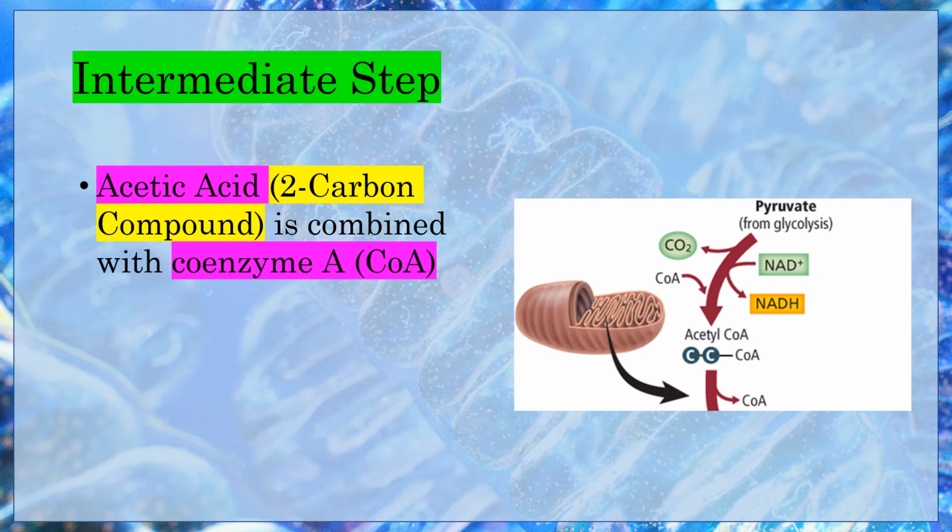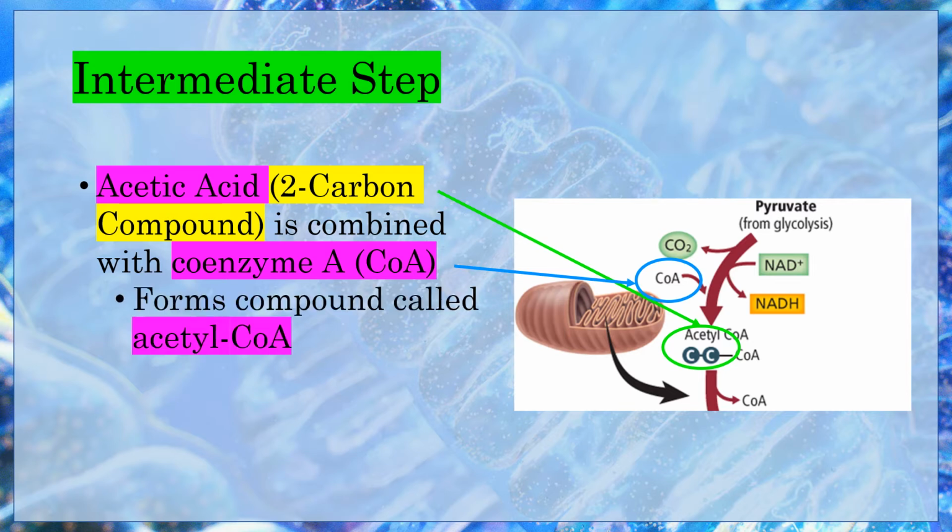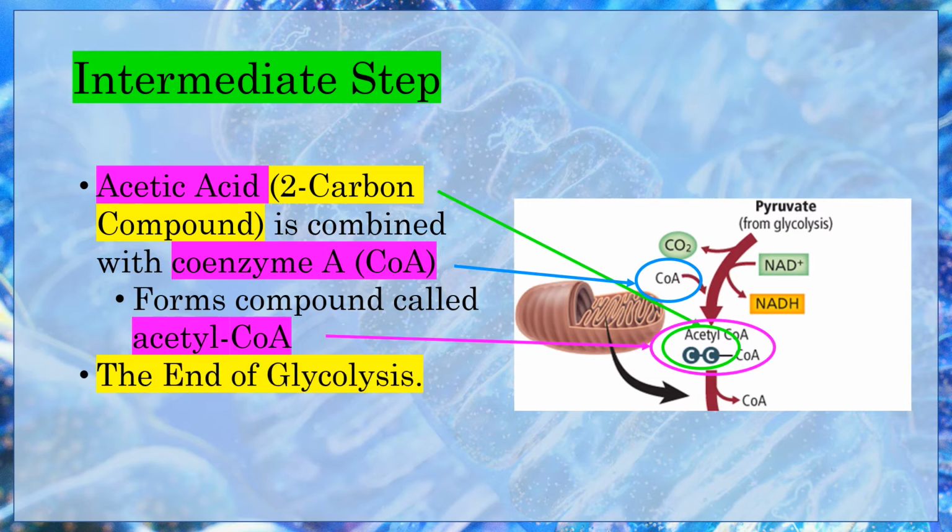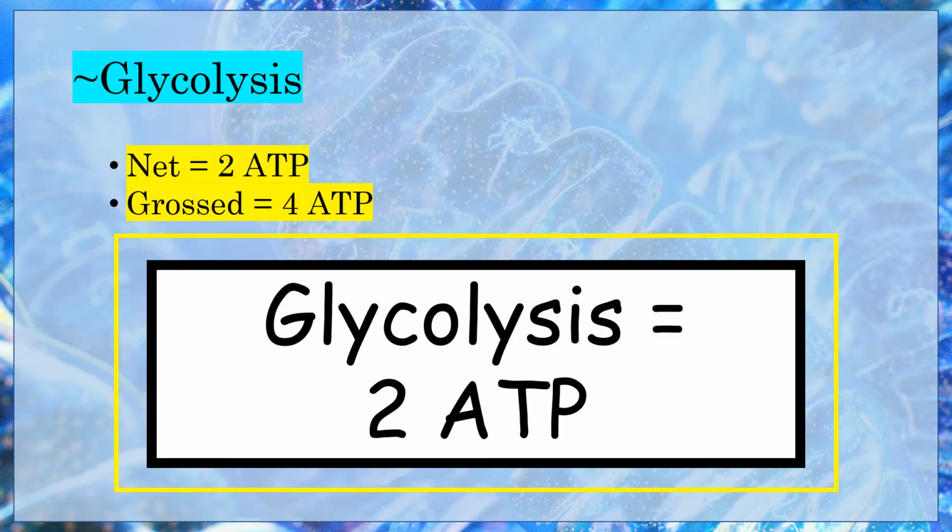So that acetic acid 2 carbon is then combined with an enzyme called coenzyme A, as seen here in the green. This forms a compound called acetyl-CoA, which is the whole thing combined, and that is the end of glycolysis. We net 2 ATP. We originally gained 4, but because we put 2 in that system, we have an overall 2 ATP gain.